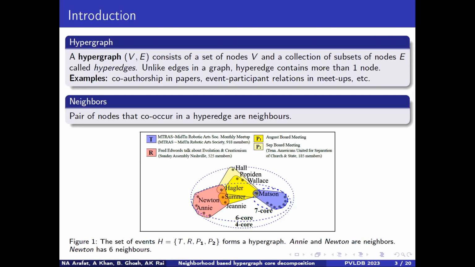In this figure, we present four events. T is a tech event, the more popular one. R is a religious event, relatively less popular. And P1 and P2 are social events, the least popular ones. Together with their participants, the participants are nodes and events are hyperedges. Pairs of nodes that co-occur in a hyperedge are neighbors. For example, Annie and Newton are neighbors due to hyperedge R.